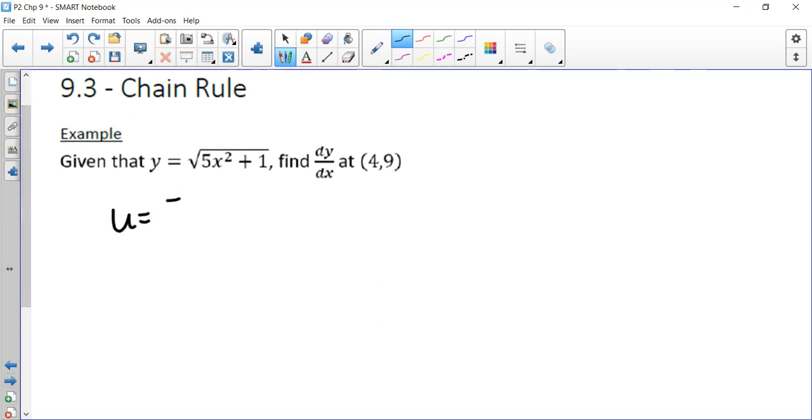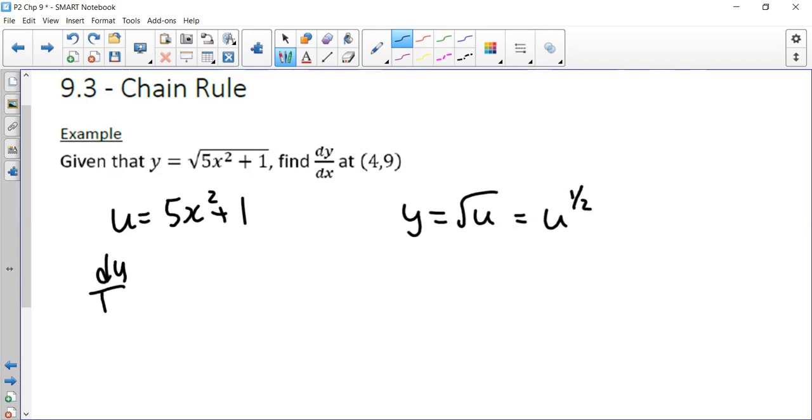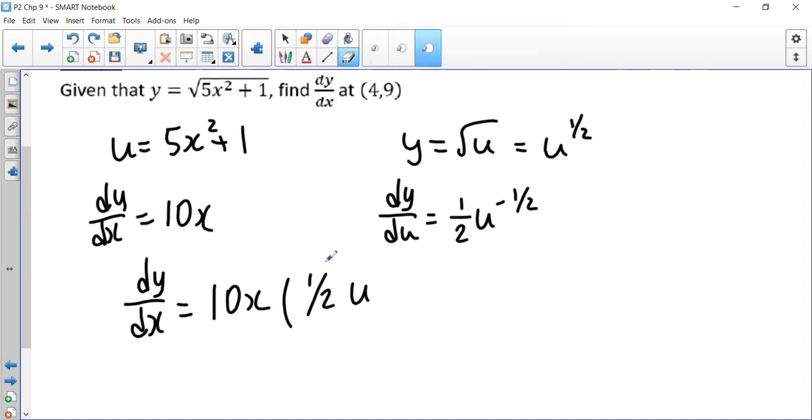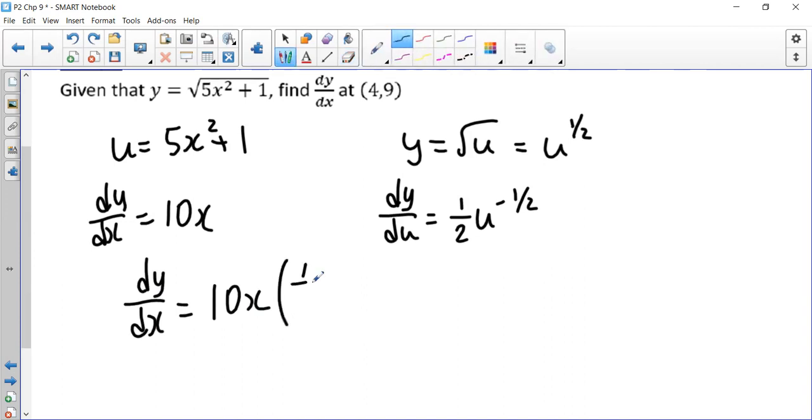So we know u is 5x squared plus 1, and y equals root u. I'm going to write root u as u to the power of half. That's a lot easier to differentiate. So du by dx is just 10x. dy by du is a half u to the power of minus a half. So therefore, dy by dx equals 10x times a half u to the power of minus a half.